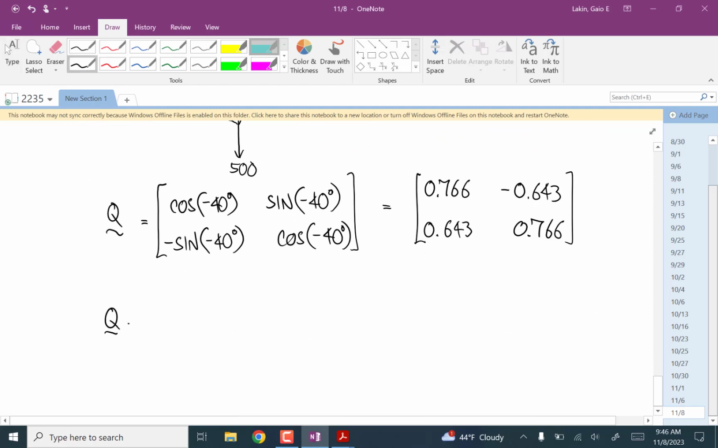We'll go Q times 0, 500. And that is... When you're doing this in your calculator, are you just putting the matrix in and then multiplying with the other? Yeah. I am right now entering a matrix, because I was trying to find out if I could program one of those. Yeah, that's a good idea. In the next form, we will do that.